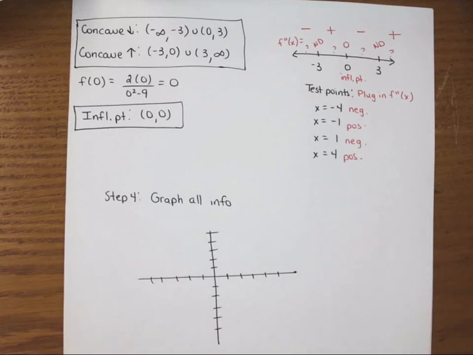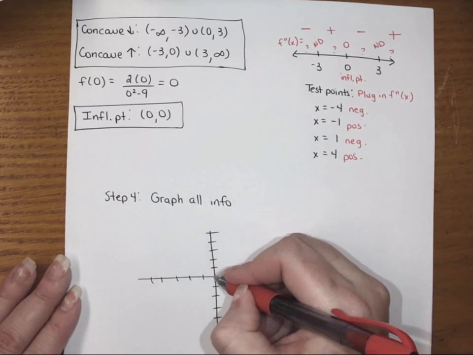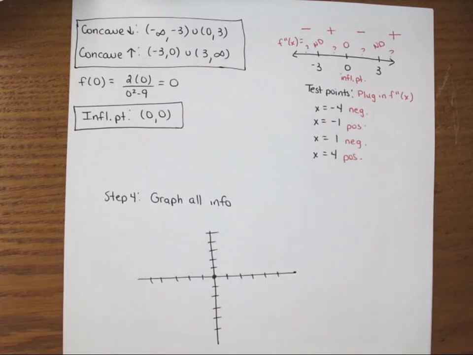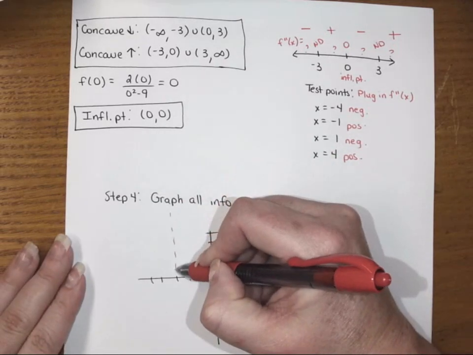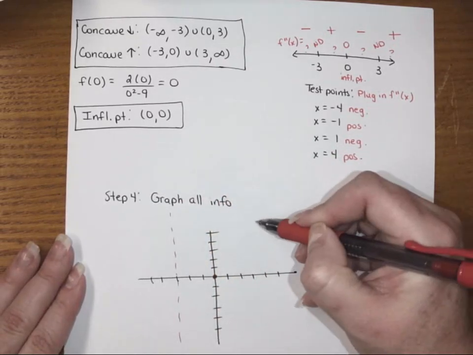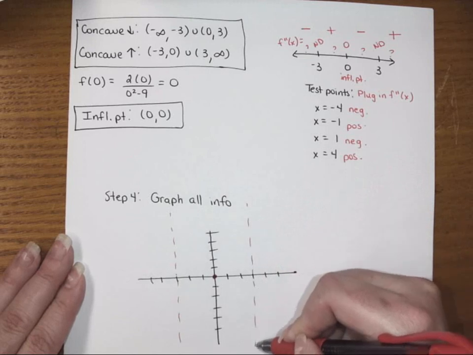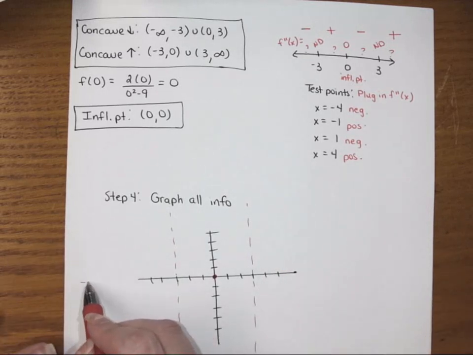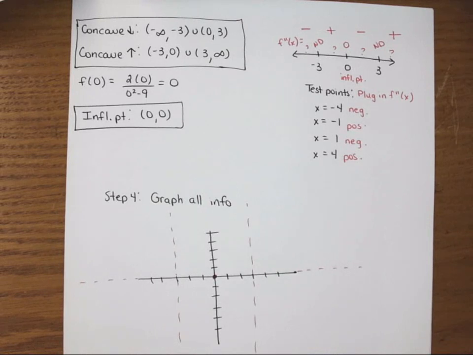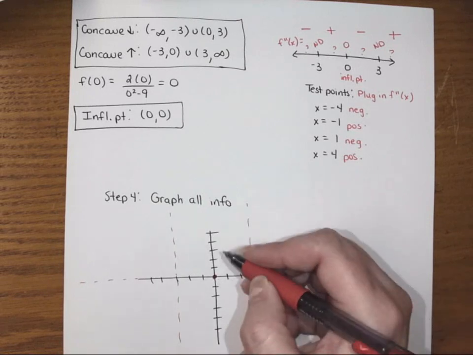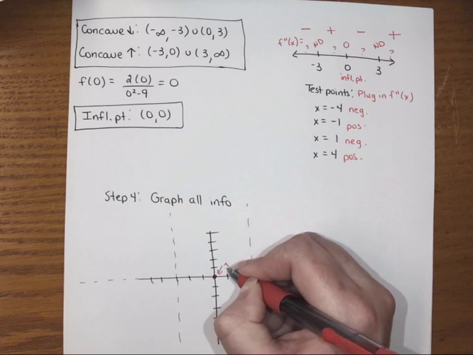Okay, so let's start at the top. We have 0, 0 is both the x and the y intercept. We do have some asymptotes, so we need to draw those now. We had asymptotes at -3, but also at 3. And then we said that y equals 0 was also an asymptote. In other words, the x-axis is an asymptote. We also know that this is an inflection point, so I'm just going to mark this as IP.